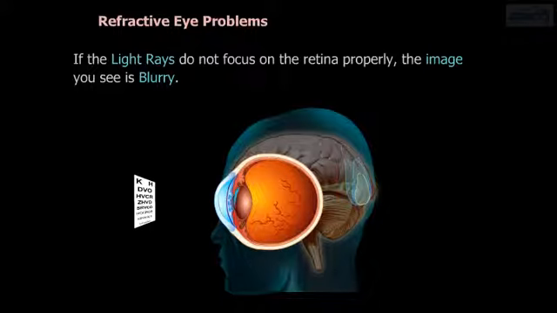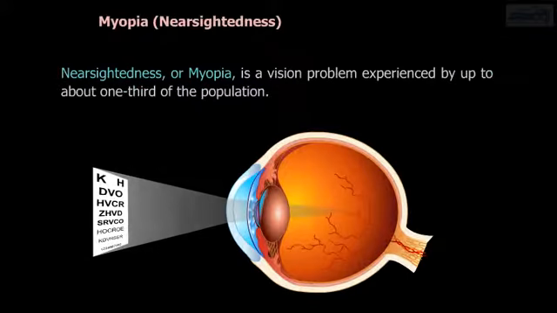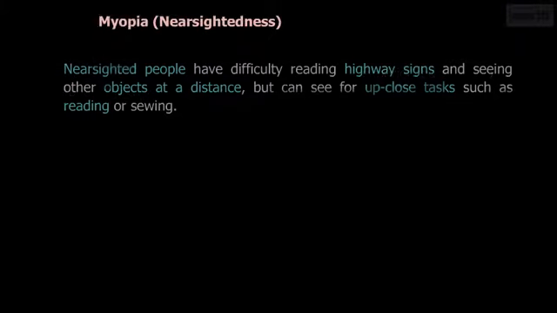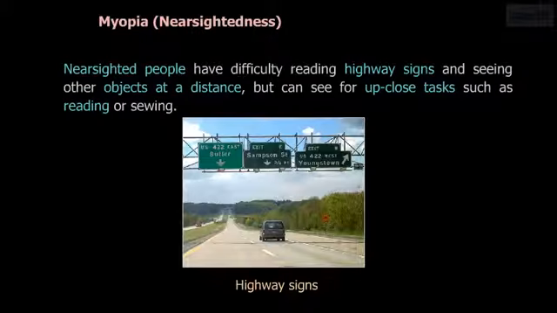Myopia, nearsightedness. Nearsightedness or myopia is a vision problem experienced by up to about 1/3 of the population. Nearsighted people have difficulty reading highway signs and seeing other objects at a distance, but can see for up-close tasks such as reading or sewing.